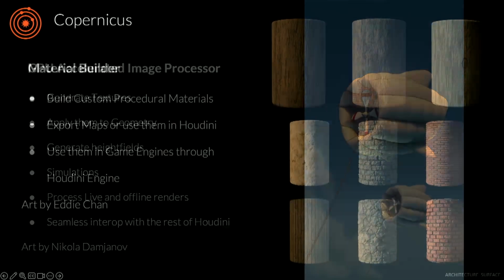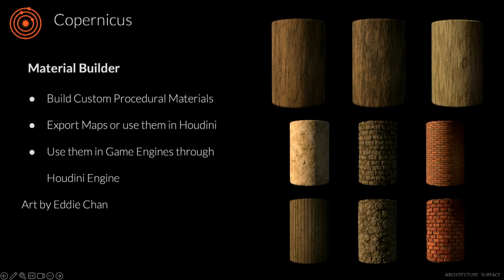So when it comes to textures, you can build them yourself. Of course, it's all procedural and node-based like the rest of Houdini, so you can easily make variations. You can either export those maps to use in a third-party renderer if you're into that, or you can directly live link them into Karma, our render engine. You can also export those maps through the Houdini Engine and use them in your favorite game engine.